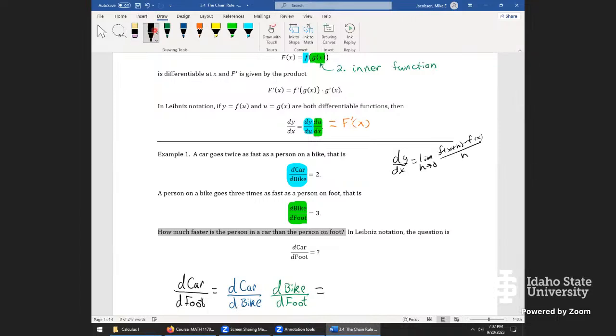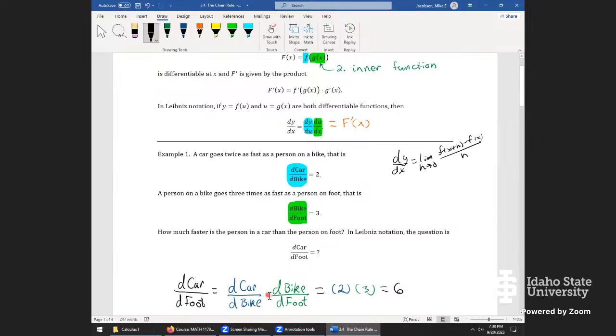Then after we do that, we can go and make some substitutions. For this first derivative here, d car d bike, we have a value of 2. And for the second factor, d bike d foot, we had a factor of 3. And so that's our initial guess from the class. The rate should be 6. The person in the car should be going 6 times as fast as the person on foot, provided this information right here. Kind of strange information, honestly. But again, that's essentially what the chain rule is trying to do.